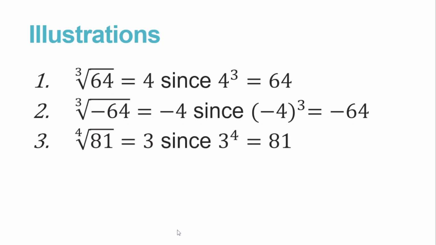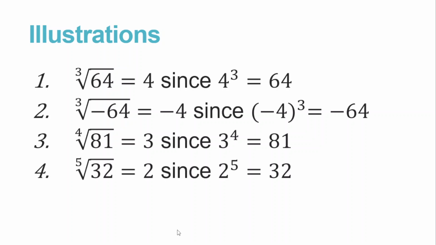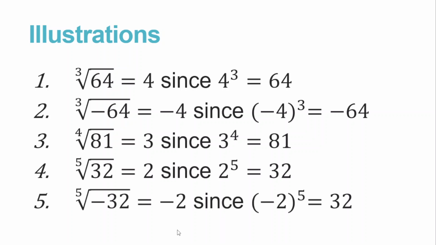The fourth root of 81 is equal to 3, since 3 raised to the 4 is 81. And let's say we have the fifth root of 32, that is equal to 2, because 2 raised to 5 is 32. But the fifth root of negative 32 is equal to negative 2, since what I said earlier, just like on our second example.